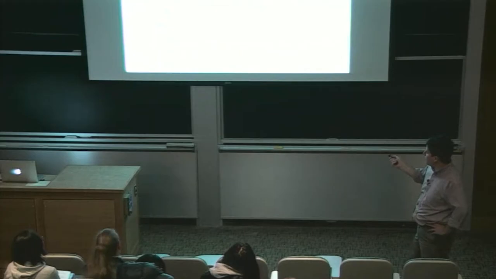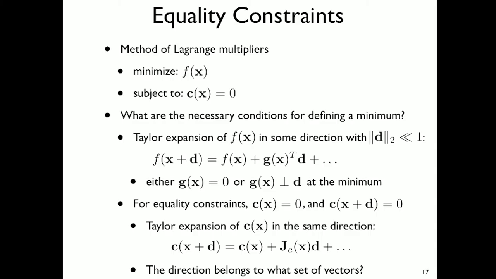Same as before, let's Taylor expand f of x going in some direction d, and let's make d a nice small step so we can treat f of x plus d as a linearized function. We can see, again, that g has to be perpendicular to this direction d if we're going to have a minimum. Otherwise, I could step in some direction d and find either a smaller value of f of x plus d or a bigger value. So g has to be perpendicular to d. And for the equality constraints, c of x has to be equal to 0, and c of x plus d also has to be equal to 0.